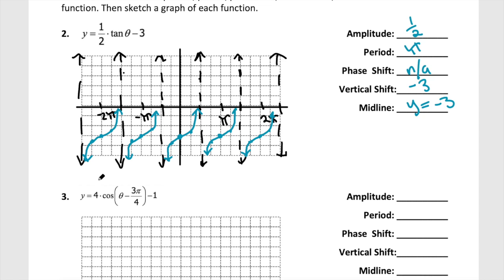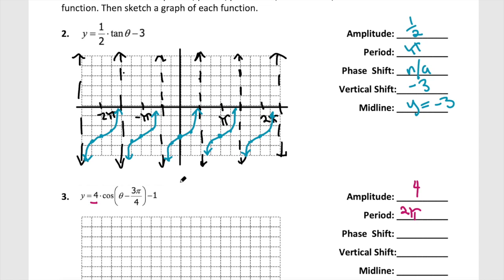In this case, our amplitude, the number in front, is going to be 4. The period for cosine is typically 2 pi. And since the number in front of our theta is a 1, 2 pi divided by 1 keeps our period the same at 2 pi.